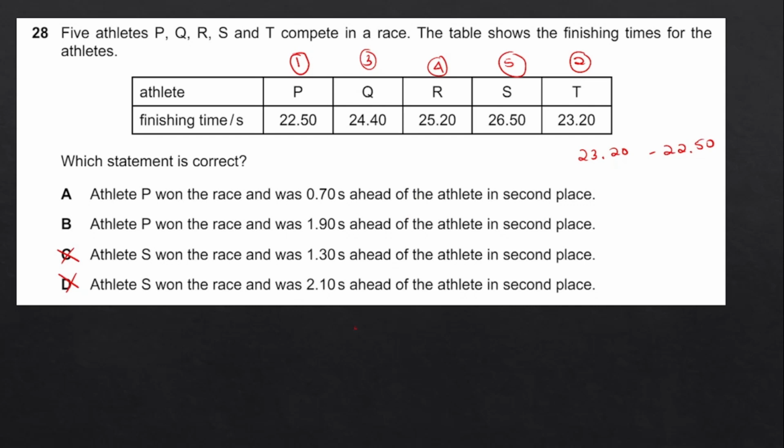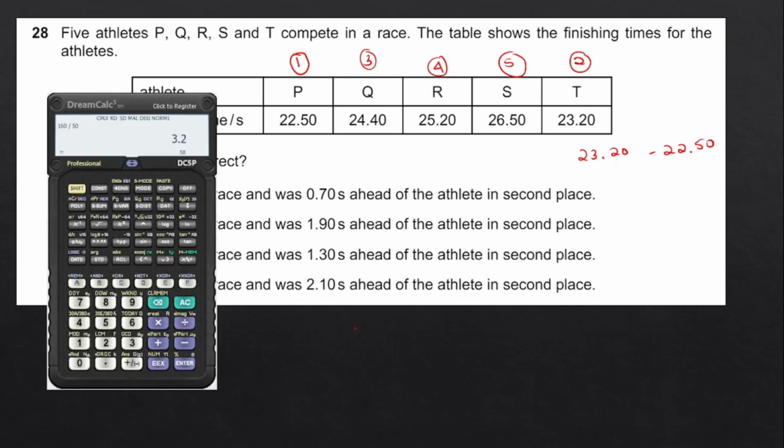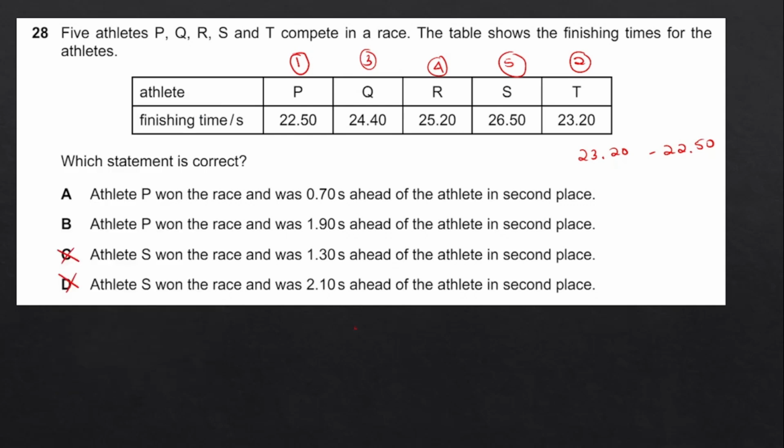Let's open up the calculator. 23.20 minus 22.50, that is 0.7 seconds. So athlete P was 0.7 seconds faster compared to the athlete who was in the second place. So option A is correct.